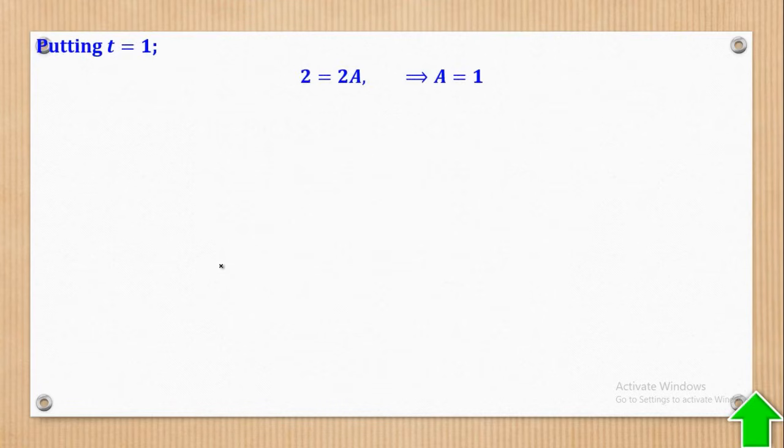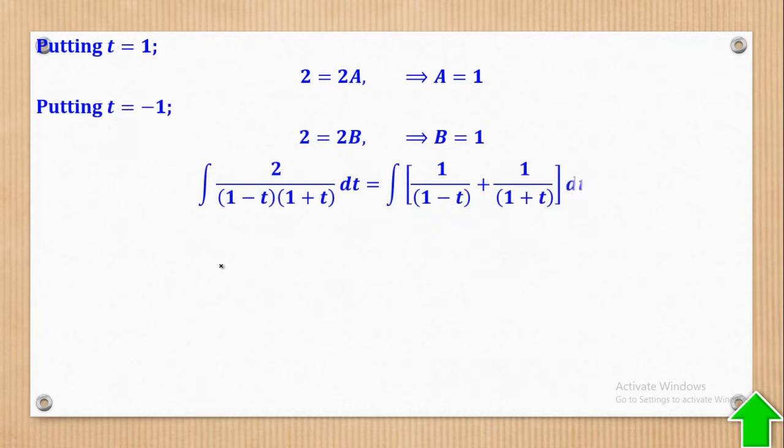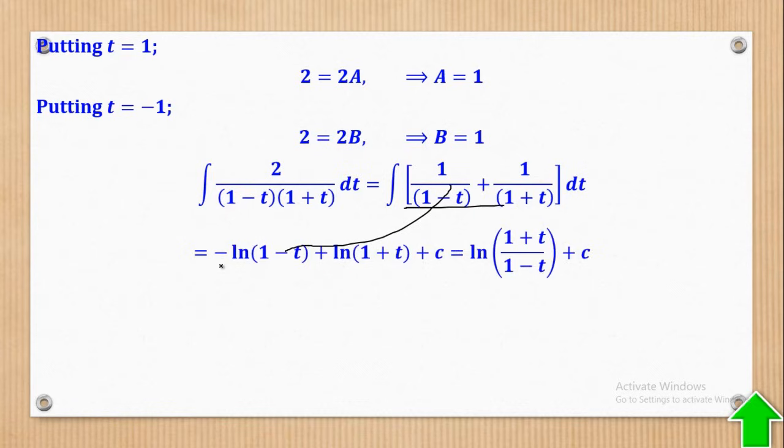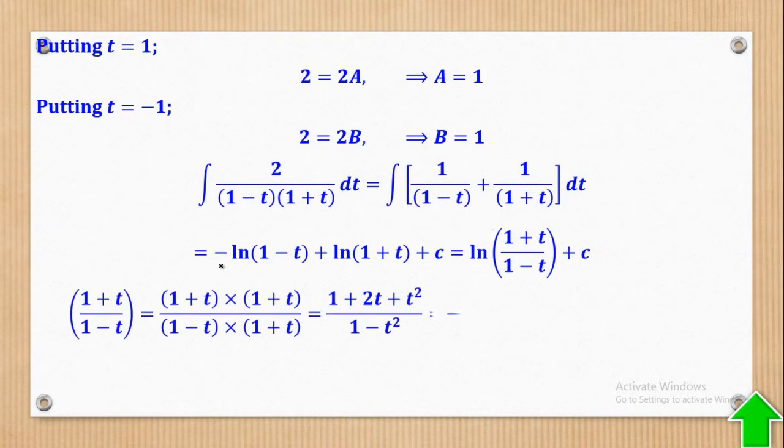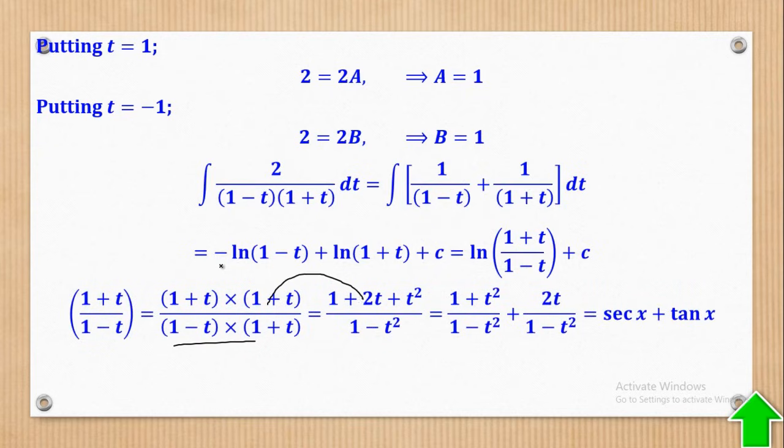Putting t equal to 1 gives you A as 1, then putting t equal to negative 1 gives you B as 1. Therefore, that integral is the same as this integral and gives you negative ln of 1 minus t, and this will give you ln of 1 plus t. So when I combine these two, I can come up with this. But remember, we are the ones who are introducing the t, so we shall come and remove that t. This one is the same as this when I rationalize, and when I open brackets, I'll come up with this. Then when I split, I'll come up with that.